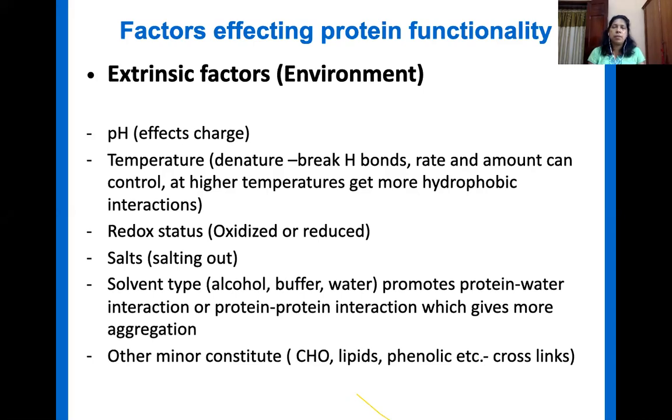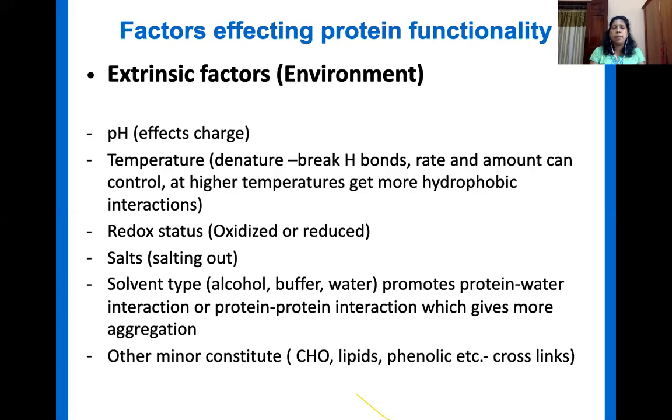Protein-protein interaction gives aggregation, and protein-water interaction gives solubility. Therefore, if you add alcohol or buffer or water, that is the solvent type, it changes the protein-protein interaction as well as the solubility, precipitation and aggregation.